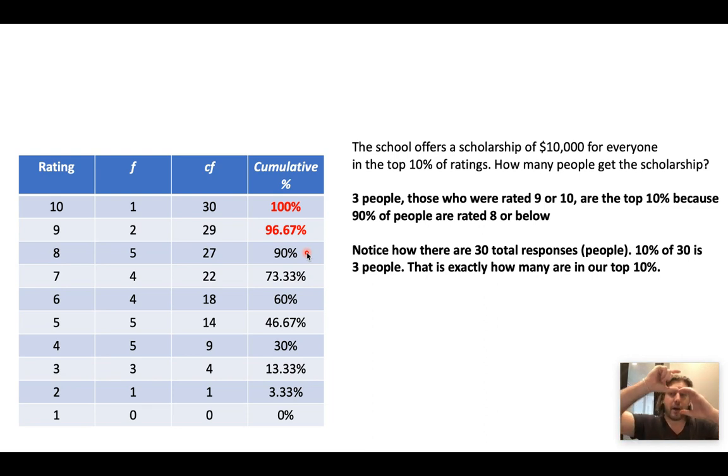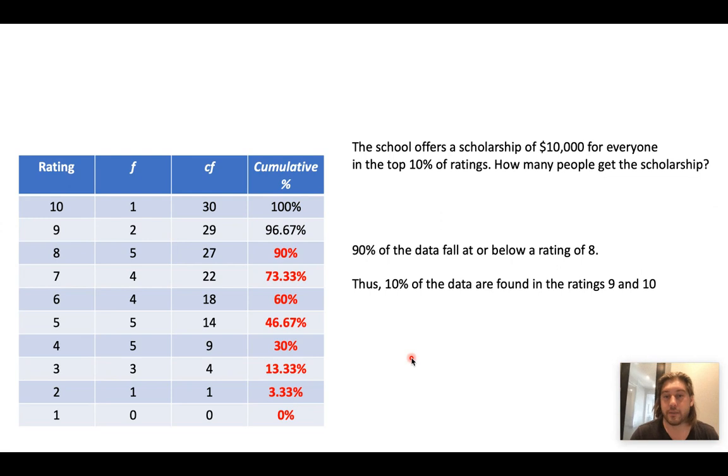The people above you are in the top 10%. That's people who score a 9 or a 10, and there are 3 of them. And 3 is 10% of 30, so it makes perfect sense. This is just an example of how this type of frequency data can be used to make decisions. So 90% of the data fall at or below a rating of 8. Thus, 10% of the data are above that, in a rating of 9 or 10.